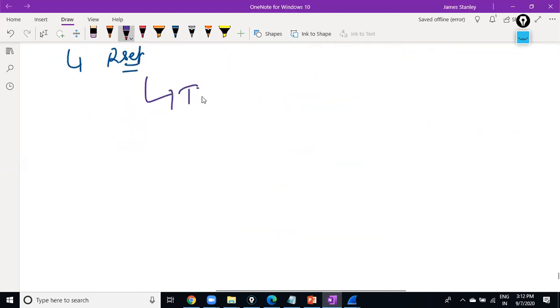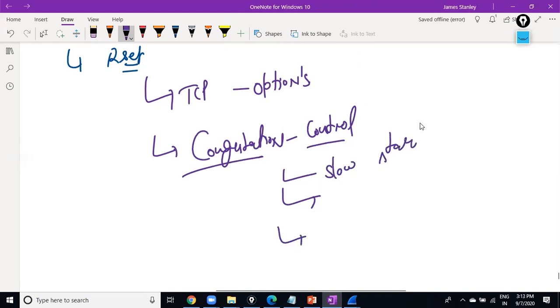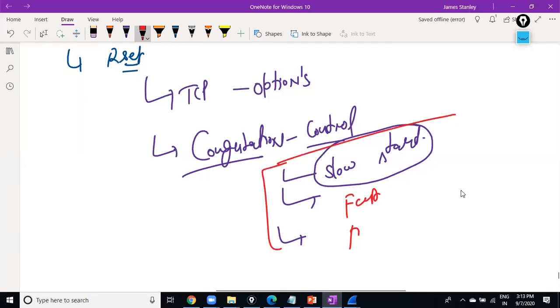Okay, so in the next class we will cover two topics. One is about TCP options, and the second thing we will cover is congestion control. First of all, we will discuss what congestion is, and then how to control this congestion. We have three things for that. One is slow start. TCP mostly has this enabled by default; TCP always uses slow start. One is fast recovery, and one more is fast retransmit. So there are three options for congestion control.